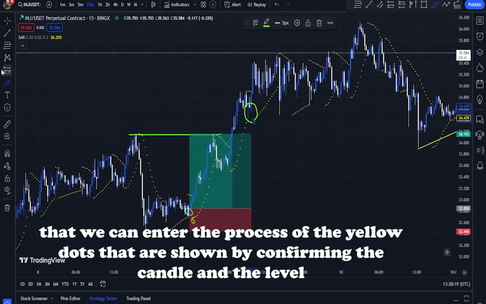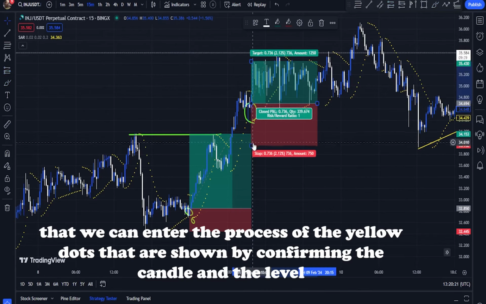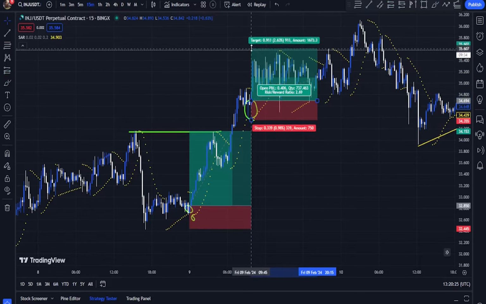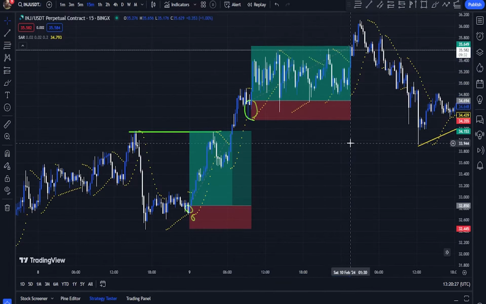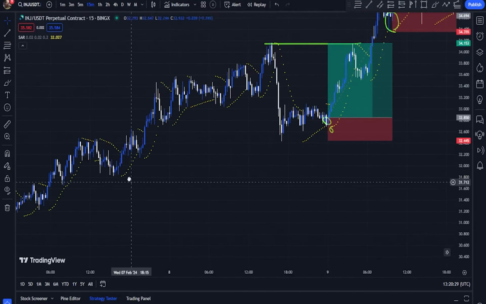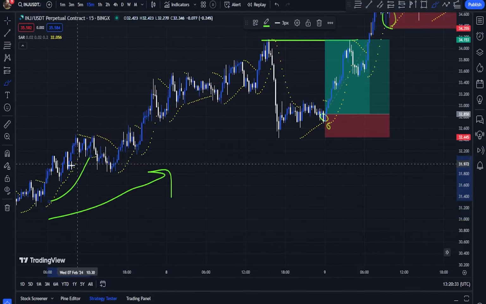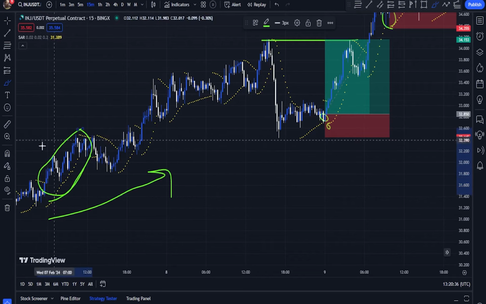Determining stop loss with parabolic SAR. One of the uses of the parabolic SAR is to determine the location of the stop loss. After opening the purchase transaction, the stop loss can be placed under the indicator point. In addition, SAR can also be used in trailing stop loss.